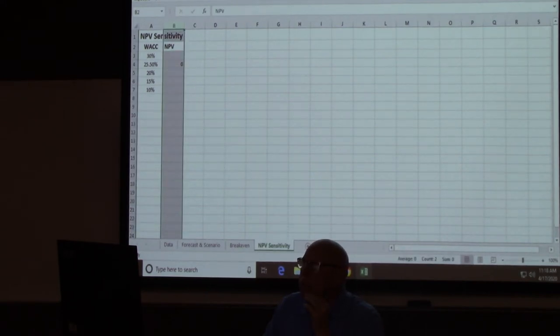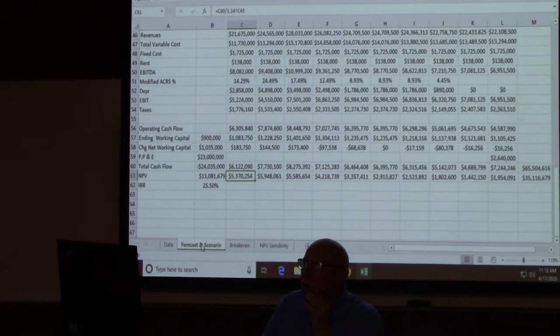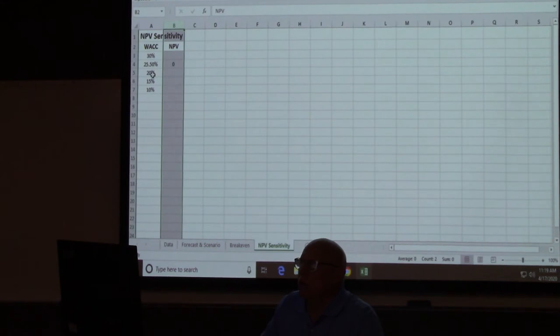Now, our job is to change the cost of capital, which is right up here, 14%. What happens when we change the cost of capital? If our cost of capital goes down, what do you think will happen to the net present value? It will go up. All right, let's take a look. Let's take it to 10%. Let's leave it at 14% here.